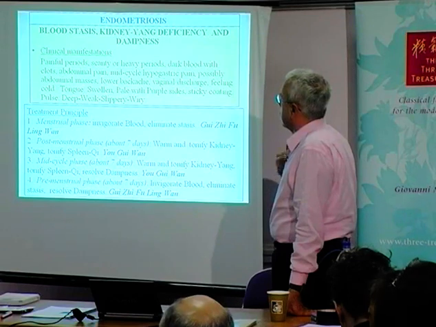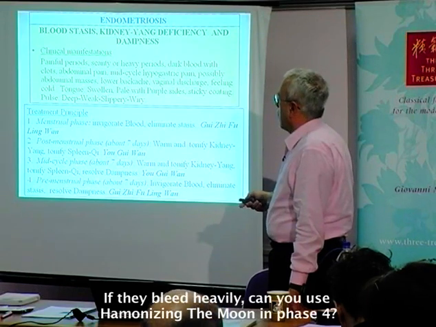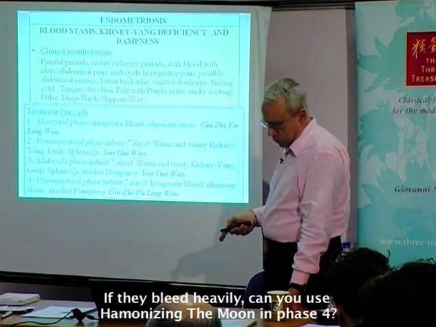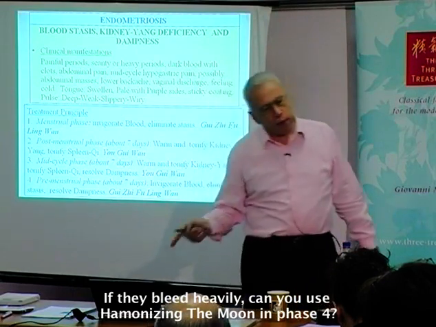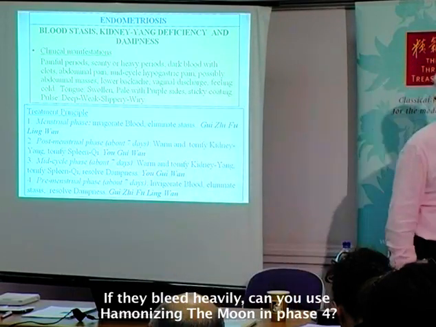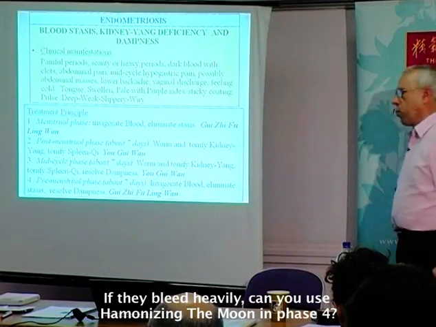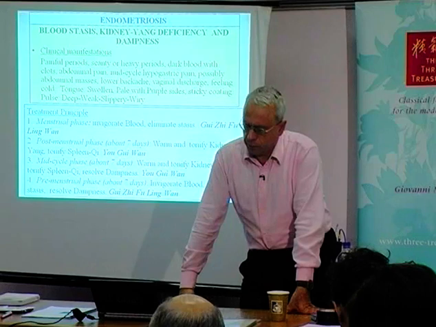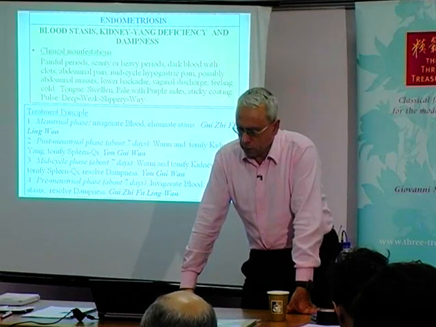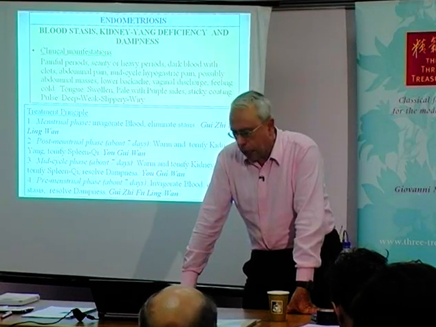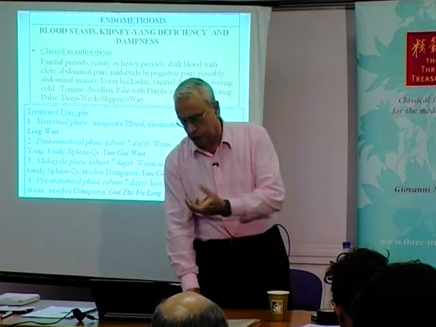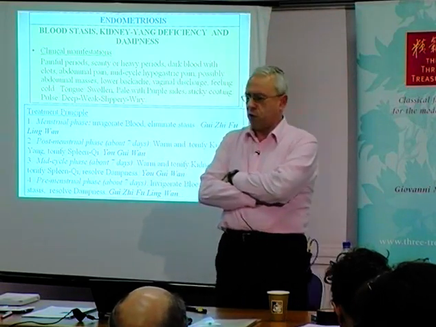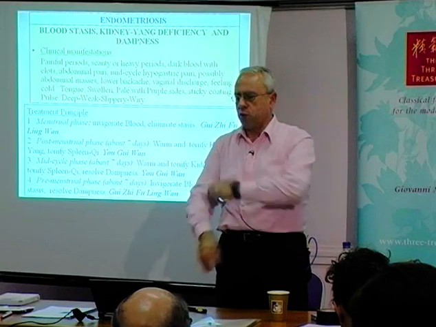Wait, if the periods are heavy, in phase four, you can still use harmonizing the moon. But in phase one, invigorate blood and stem the flow. If they're normal or scanty, you use harmonizing the moon in both phases four and one. Okay? And this is one example of a common combination of patterns in endometriosis and treatment according to the phases.